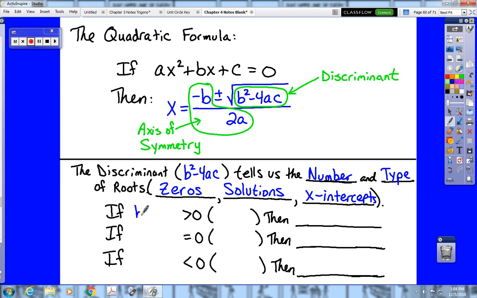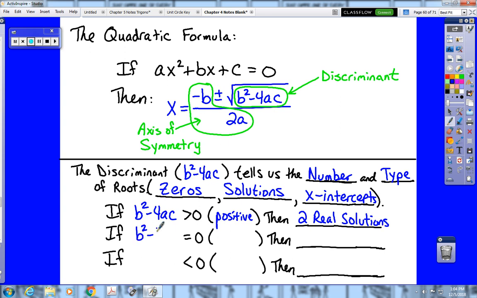So if the discriminant, which again is b squared minus 4ac, is greater than 0, now what does that mean? That means if it's positive, then your graph crosses the x-axis in 2 places, meaning that there are 2 real solutions to that equation, 2 real roots, 2 real zeros, 2 x-intercepts.